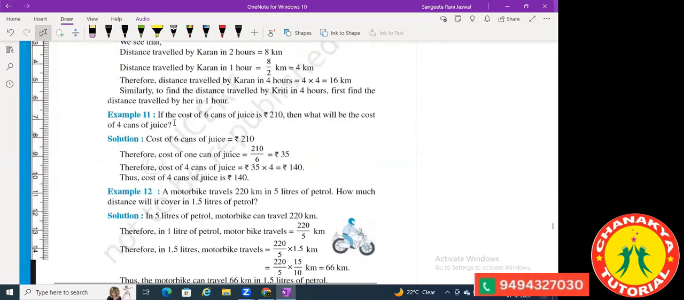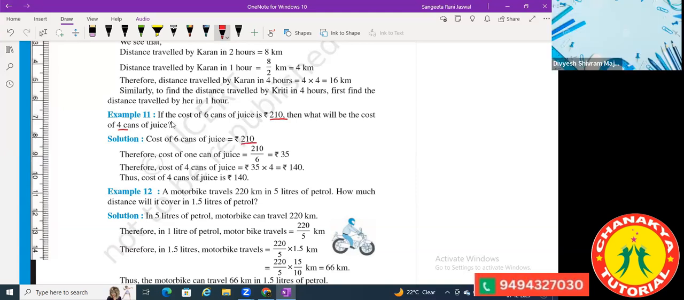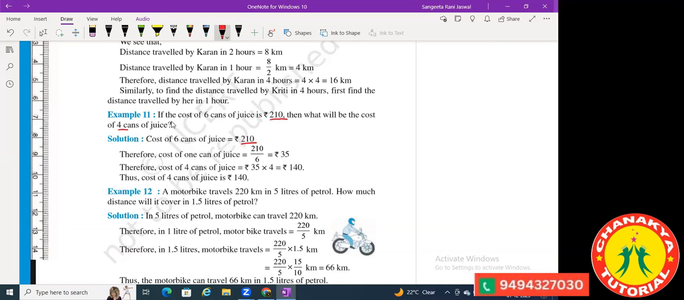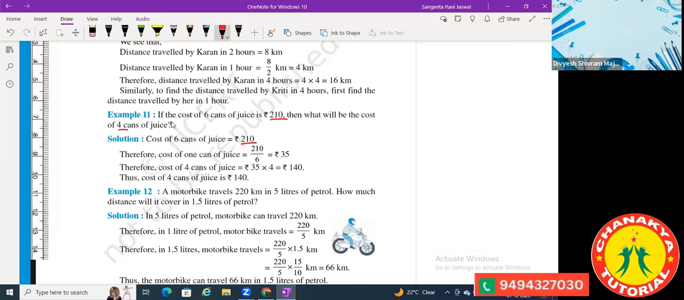Okay, now see this example. If the cost of 6 cans of juice is rupees 210, then what will be the cost of 4 cans of juice? So 6 cans of juice is given, so we should do 210 divided by 6 to find the cost, that's 35 rupees. So now 35 rupees into 4 equals 140.